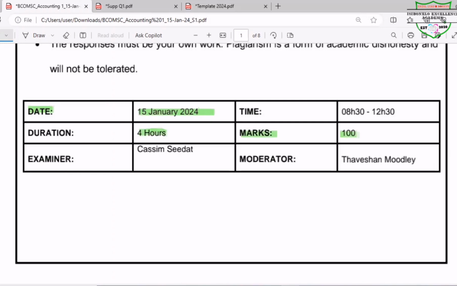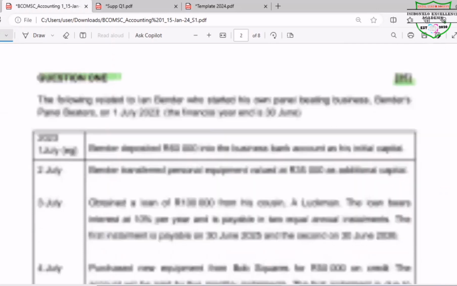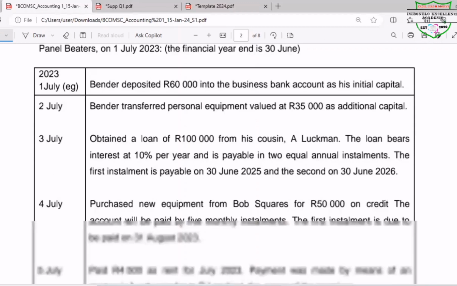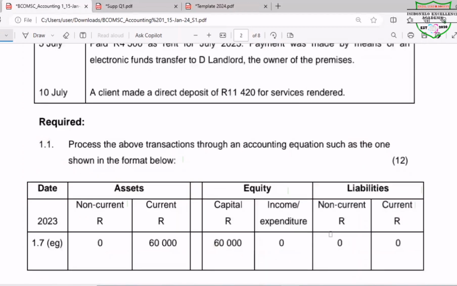So I will start with the first question. Question 1. As you can see here, this question offers 25 marks. Guys, these are a lot of marks, so you can't afford to miss these marks. Before we read the information that is given in this question, let us first go to required. It's very important to know exactly the requirement of the question.